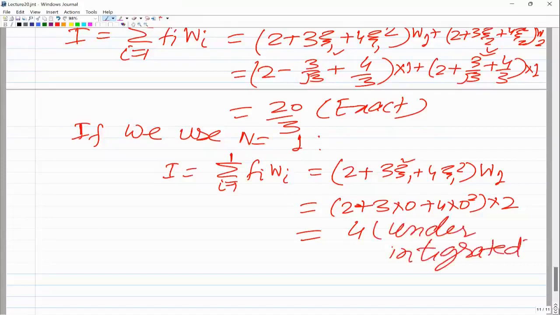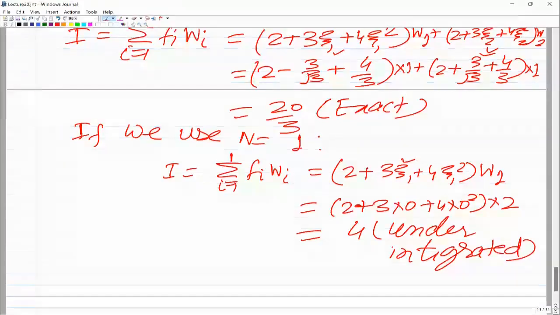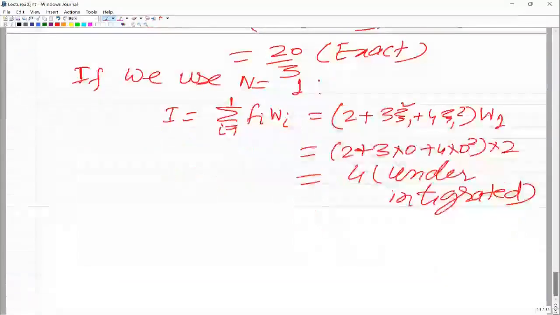Of course if we use more points, we get the exact value of the integral, but then we would be unnecessarily spending more time in evaluating the integral. So we should use the exact number of points which are required to correctly evaluate the integral. So this was just to show you how this Gauss quadrature numerical integration works in the 1D case.